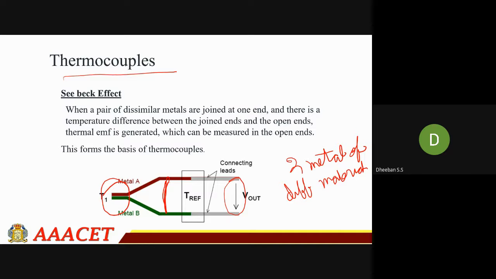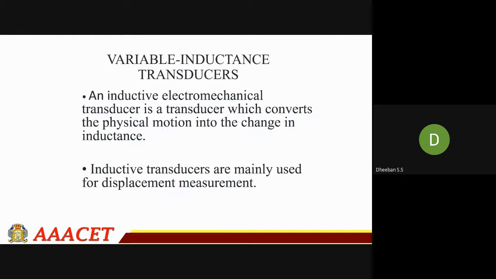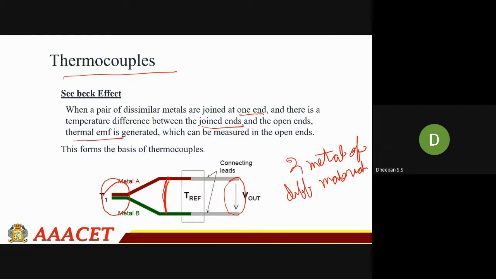When a pair of dissimilar metals are joined at one end, and there is a temperature difference between the joined ends and the open ends, thermal EMF is generated. This is the basic principle of thermocouples. So this lecture is getting over.